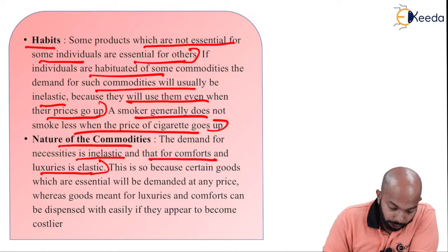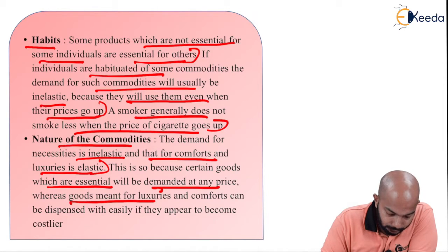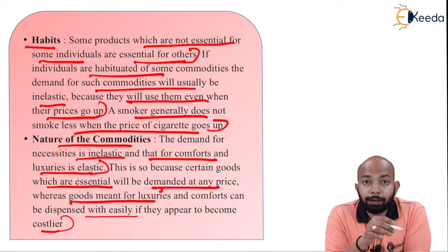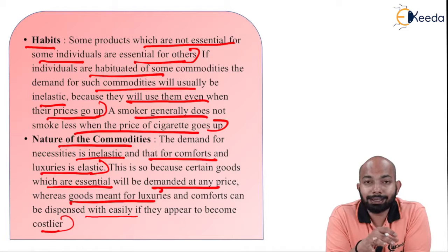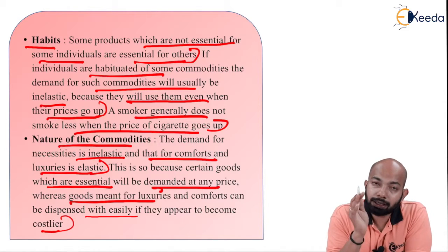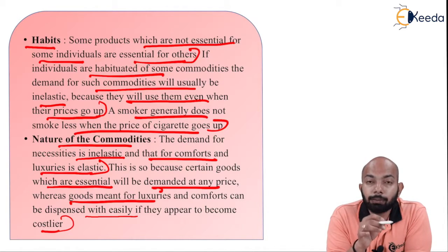This is so because certain goods which are essential will be demanded at any price, whereas goods meant for luxuries can be dispensed with easily if they appear to be costlier. So if they are regular goods which I need as my basic necessity, whatever the price is, I will still buy them. Although I'll buy less quantity, I'll still buy them. I'm not saying that the demand will completely go down. But when it comes to luxurious and expensive goods, I would still think कि मेरे को डालना है क्या इतना पैसा सच में?